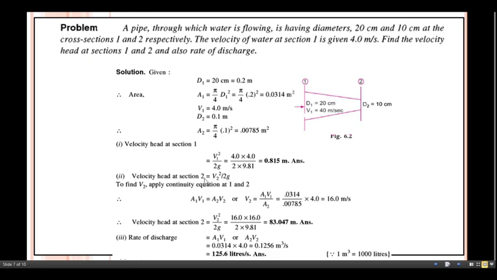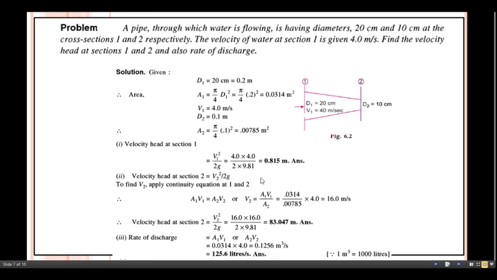So for that we know this relation, v2 square divided by twice g. We know the continuity equation. So apply that continuity equation at sections 1 and 2. A1 v1 equals a2 v2, this relation we have. So from this we can easily get the value of v2: a1 v1 divided by a2.